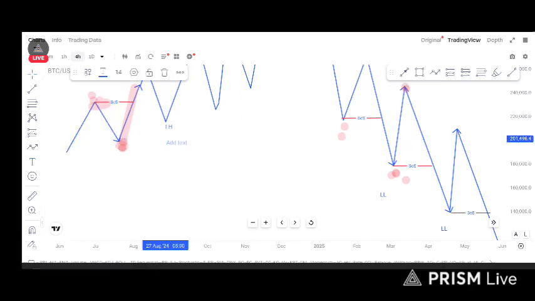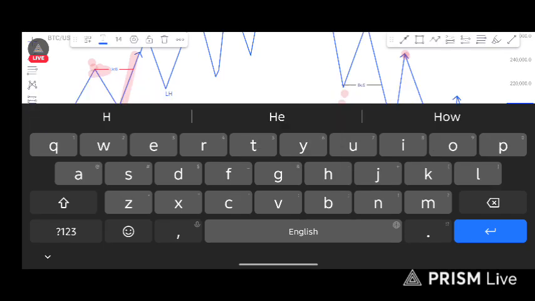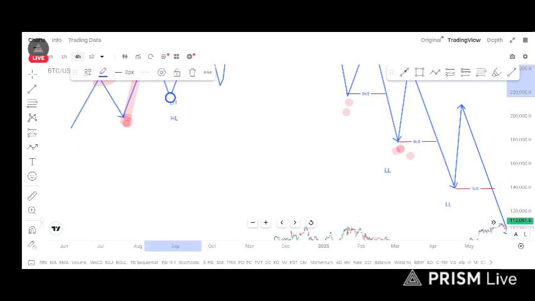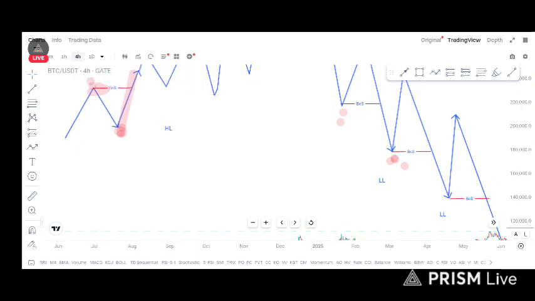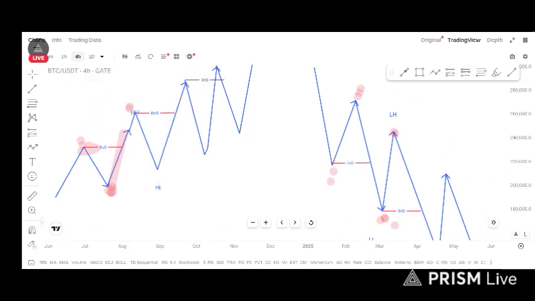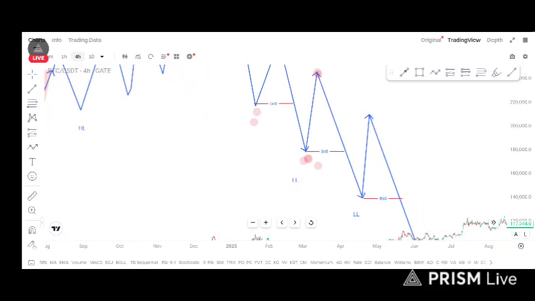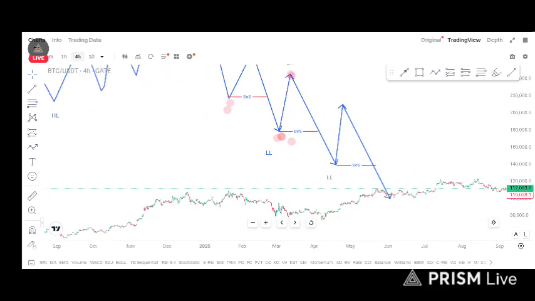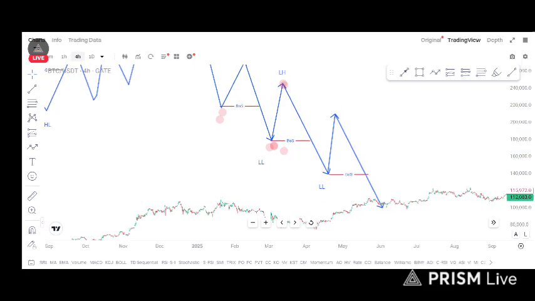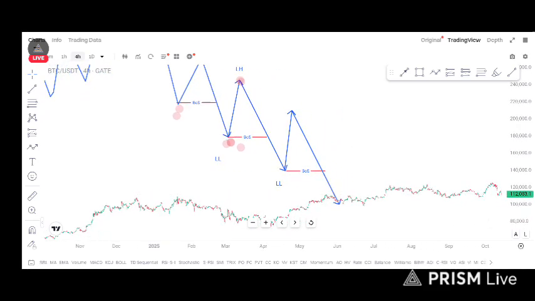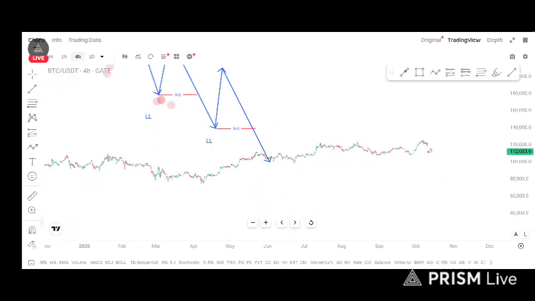Here is supposed to be a higher low. Sorry, not a lower high. A higher low. So why do we wait for a break of structure? Somebody might be asking, why must you wait for a break of structure to consider here a lower high? Okay, why? Because the market is tricky sometimes.